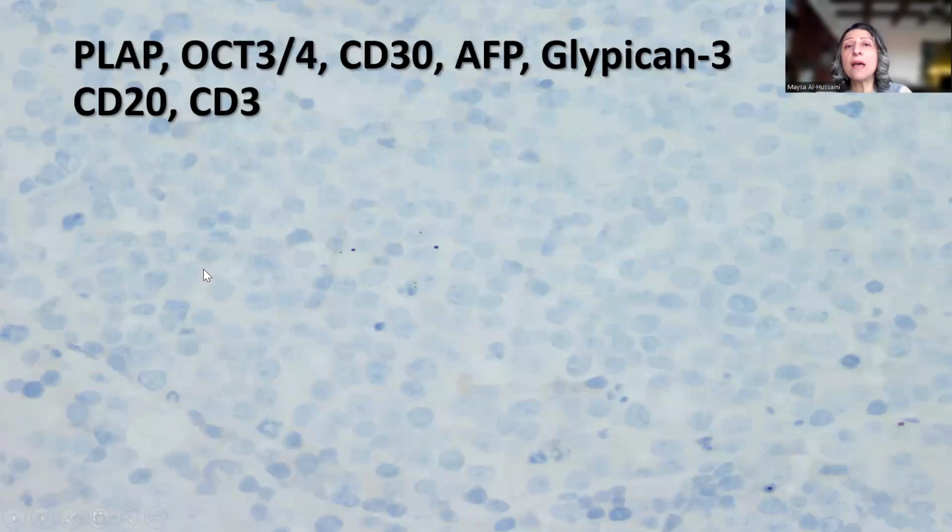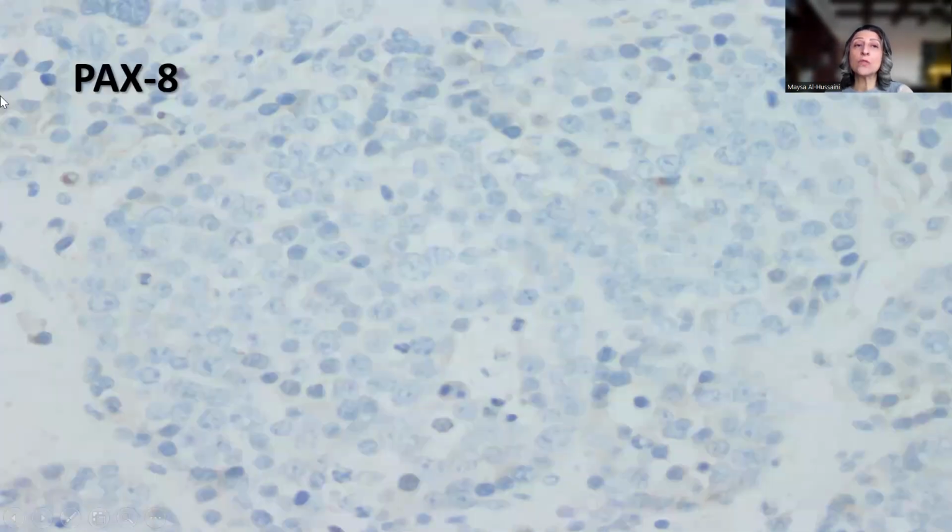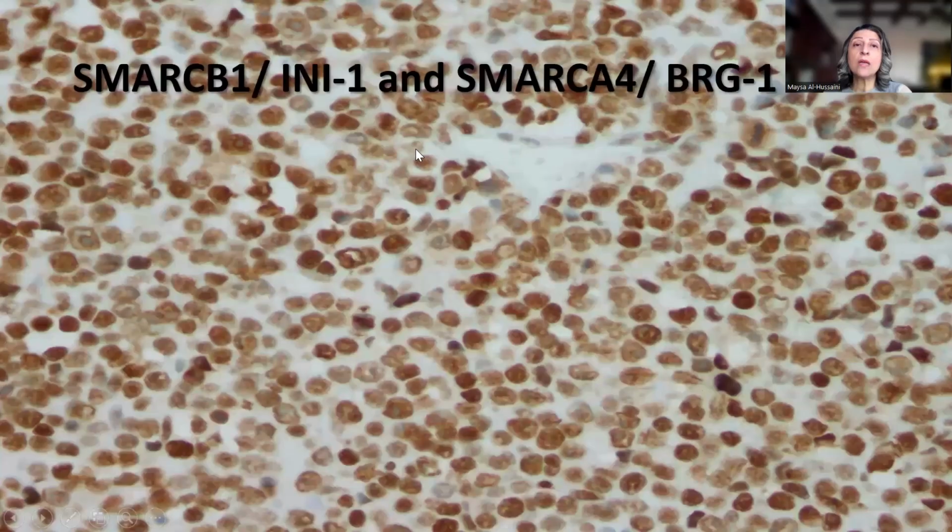Now, because of the initial differential diagnosis of possible germ cell tumor, a panel of immunohistochemical stains to rule out germ cell tumors, including PLAP, OCT3/4, CD30, alpha-fetoprotein, and glypican-3, were all negative. And because of the possibility of hematolymphoid malignancy, CD20 and CD3 were performed and were completely negative. But remember, we have to put the rest of the immunohistochemical panels, the cytokeratins, CD138, as well as the neuroendocrine markers together in order to render the diagnosis. Now, PAX8 was negative, thus ruling out most of the other differential diagnoses, inclusive of other types of carcinomas, especially poorly differentiated carcinomas or serous carcinoma in this example.